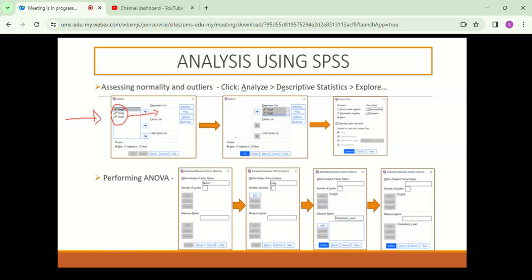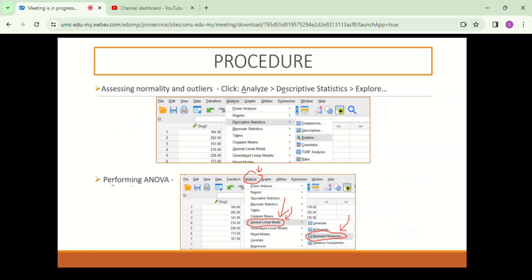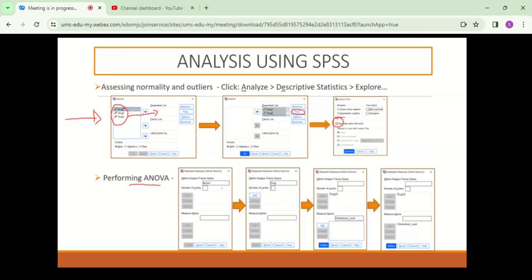And then after that, you go to plots, and then check the normality plot with test, because we want to assess the normality here. And then we're supposed to get the result of the normality test. And then to perform the ANOVA, you need to go to GLM just now. Here, performing ANOVA, you need to go to analyze, GLM and repeated measures, and then this dialog box will appear. And then it says here factor 1.